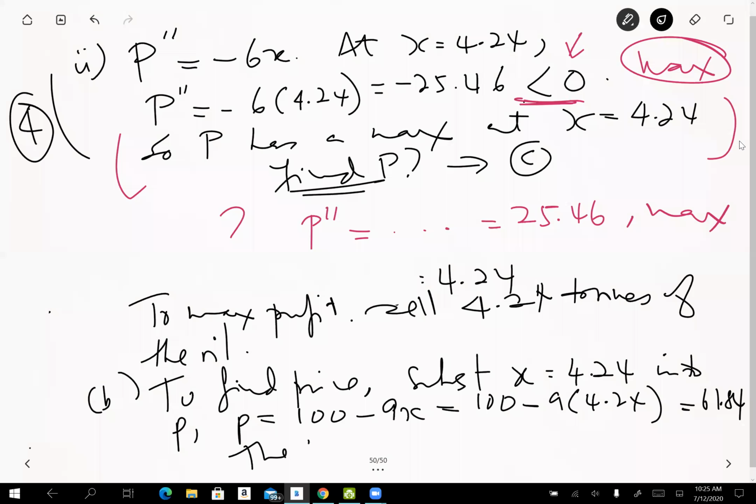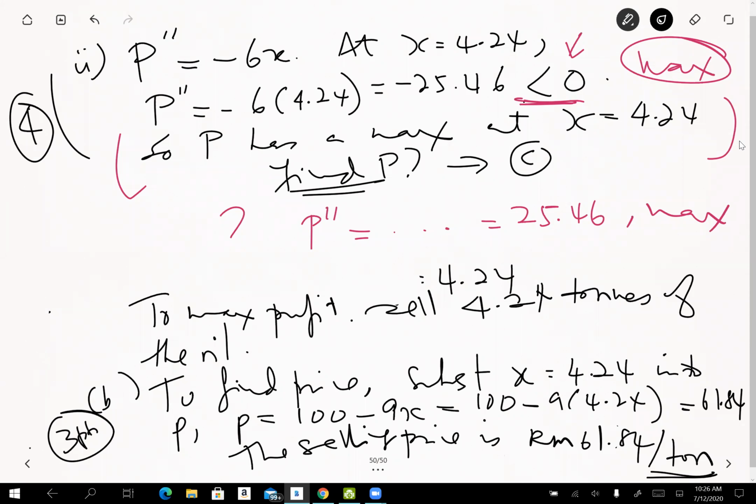So we can say the selling price P is RM 68.84. The selling price is, you don't have to say like that. The selling price is RM 61.84 per ton. Or you don't have to write that per ton, because when you say price, it is always per unit. So you just say RM 61.84. So that is part B, 3 points.